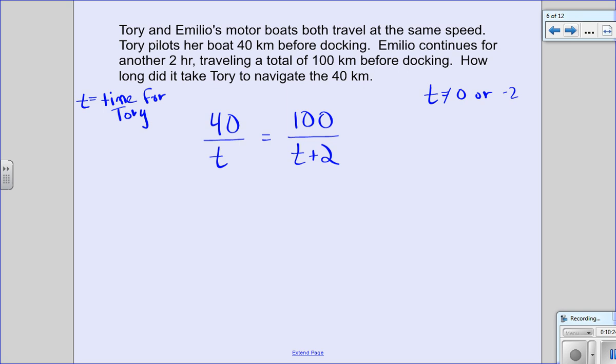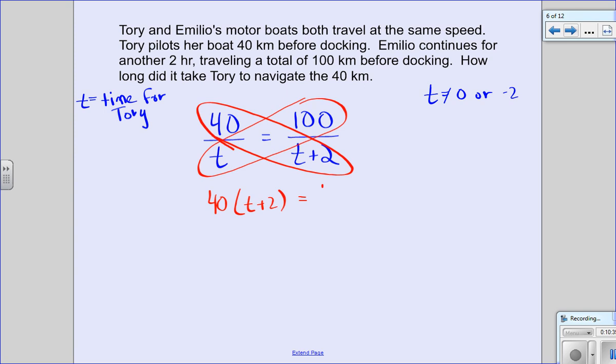So I could multiply these together and set that equal to 100t. That's the same exact thing as clearing the fractions, since it's a proportion. Now I solve it. 40t plus 80 equals 100t. And then I subtract 40t from each side.